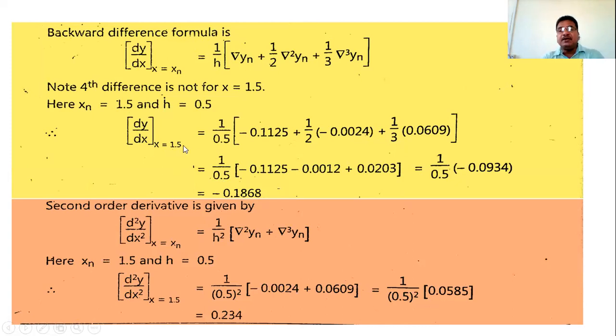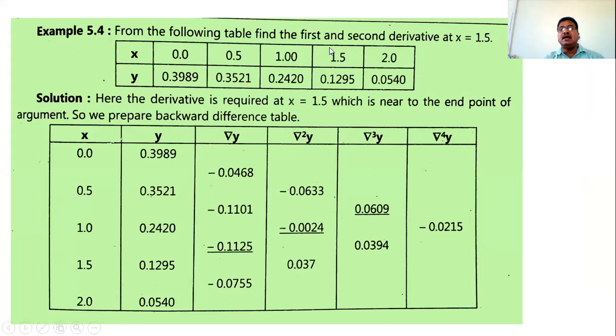at the point 1.5. This 1.5 is not the last point actually, but it is given in the table and it is at the end of the table. So consider this 1.5 as a last point and solve the example. That is, use the same formulae that are used to find the value at the last point. Actually 1.5 is not the last point of the values of x, but consider this 1.5 as a last point. That is, consider 1.5 as xn. This is yn, then del yn, del square yn, del cube yn, and solve the problem.